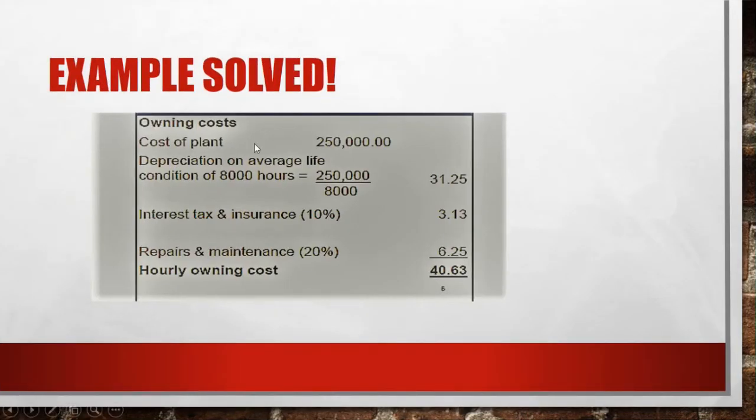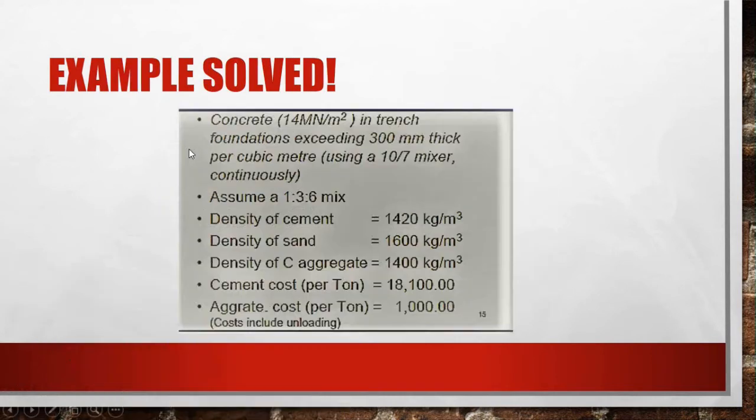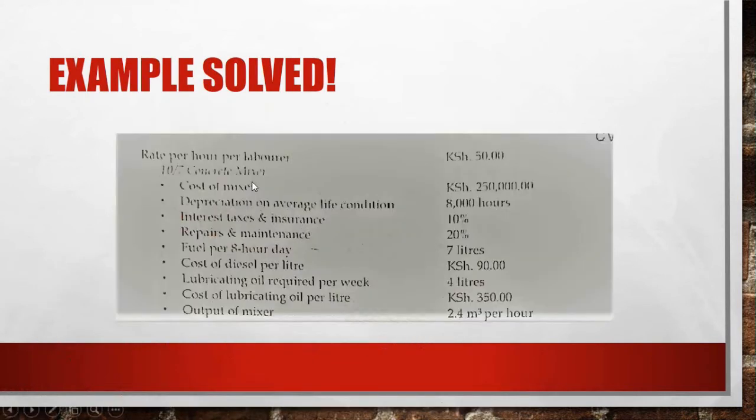Next, we're going to calculate the operation cost including the owning costs. So first we're going to start with the owning costs. We're given that the cost of the plant is the 10/7 concrete mixer. The cost of the mixer is given to be 250,000, and given depreciation on average life condition of 8,000 hours.